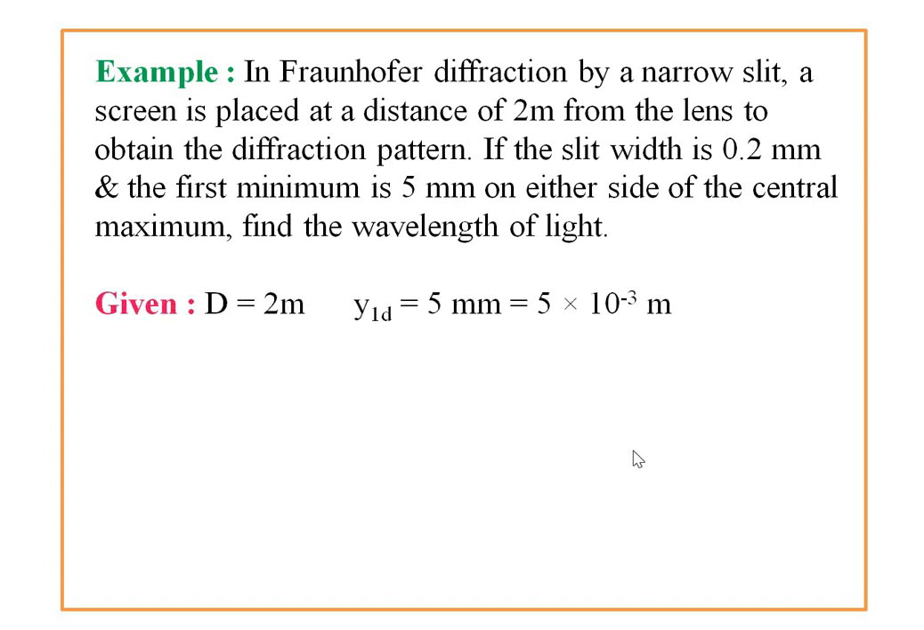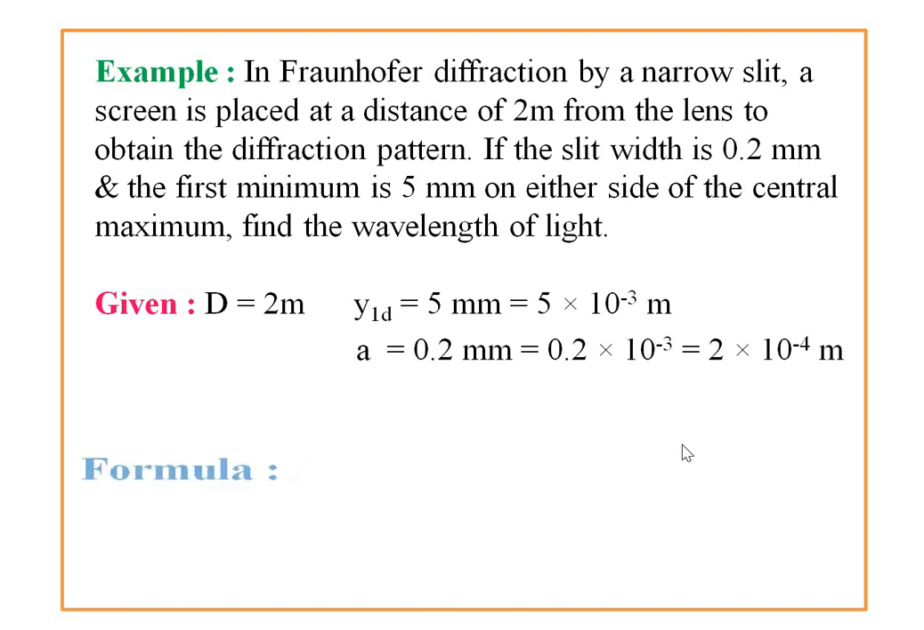Let's see the given quantities. First, given is capital D equal to 2 meters, y1 is equal to 5 millimeters, converted into the simplest form, that is 5 times 10 raised to minus 3 meter. And small a, the given value is 0.2 millimeter. Converting this, we get 0.2 times 10 raised to minus 3, that is simply 2 times 10 raised to minus 4 meter.